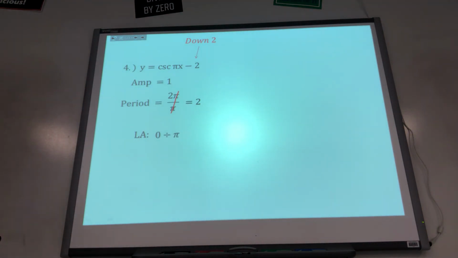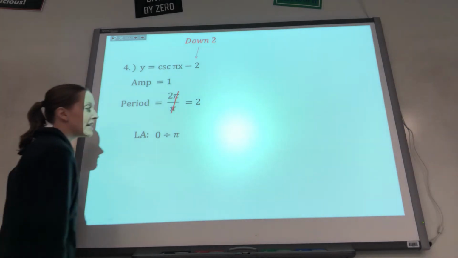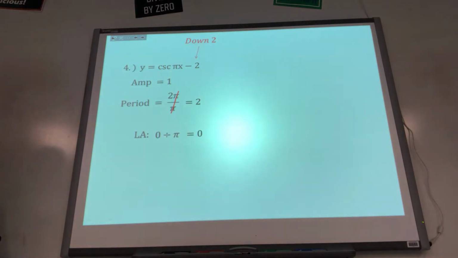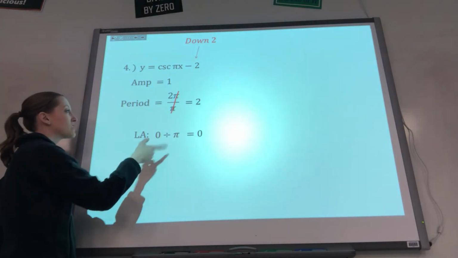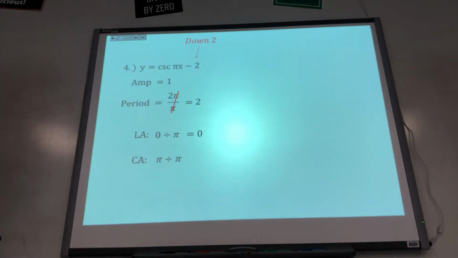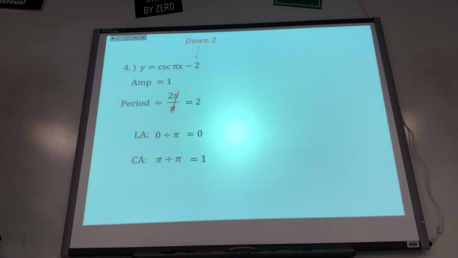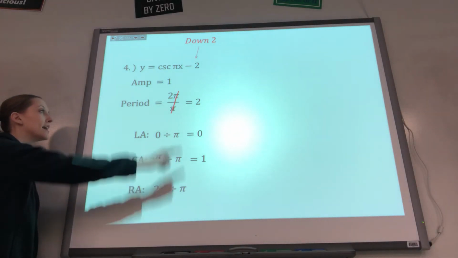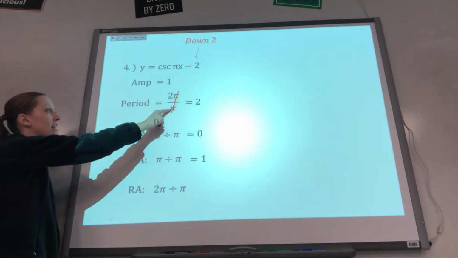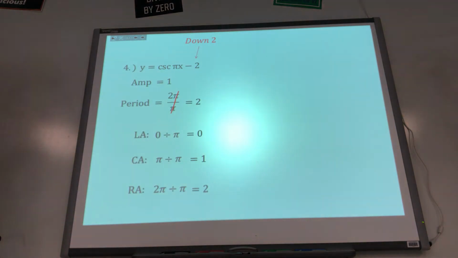So left asymptote for cosecant used to be at 0. Take that divided by pi or take that divided by anything and you still get 0. Now the center asymptote was at pi. Anytime you take a number divided by itself, you just get 1. And right asymptote used to be at 2 pi. So this is like what happened right here. Take that divided by pi and you just get 2.